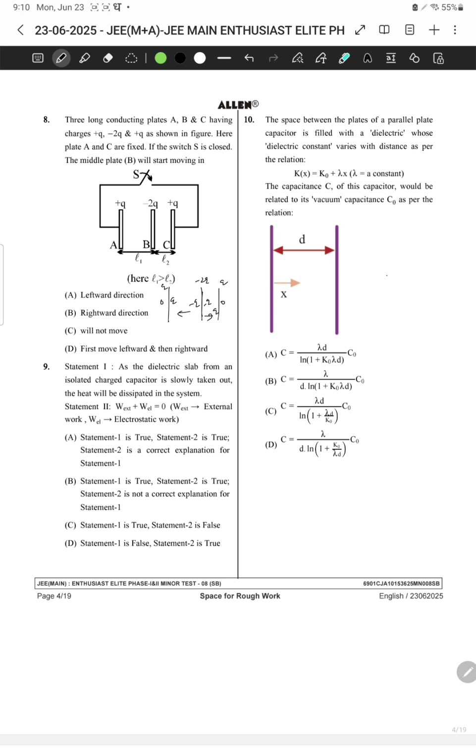So that means the net force is 0 here. So that means this plate will not move at all. Net force is 0, right?